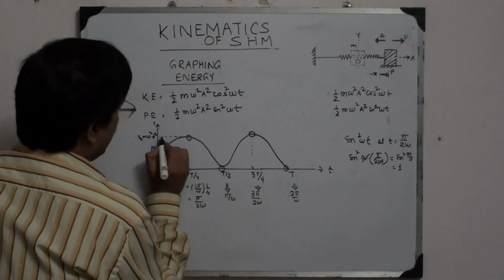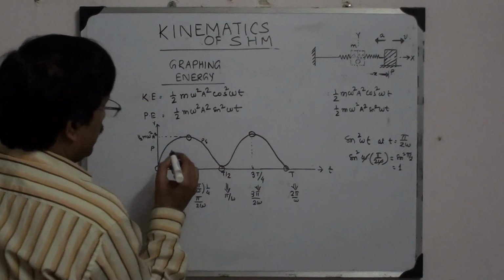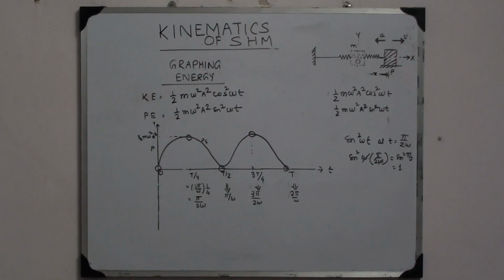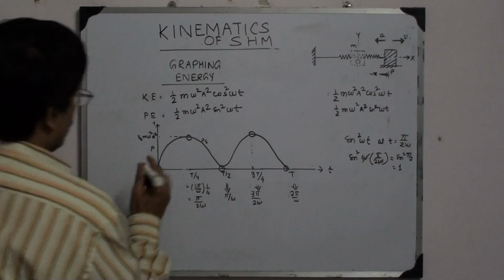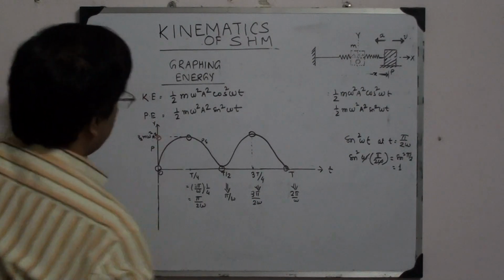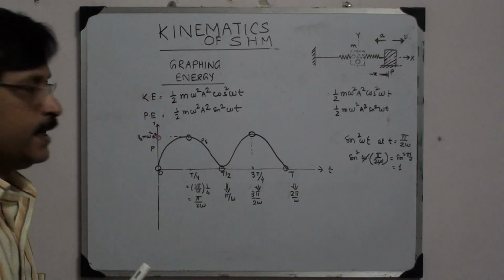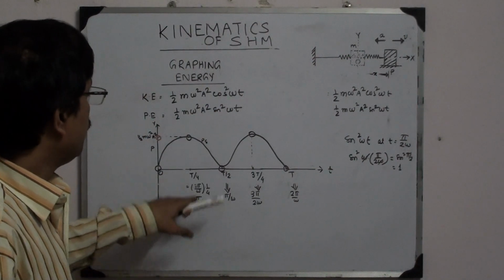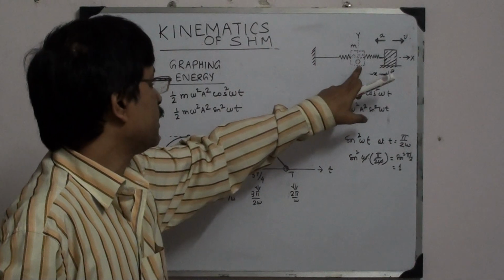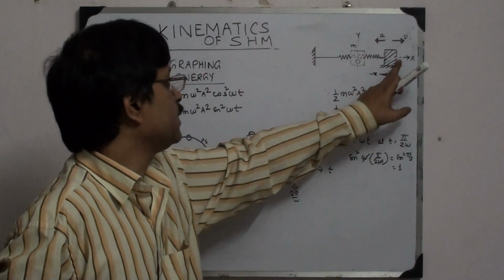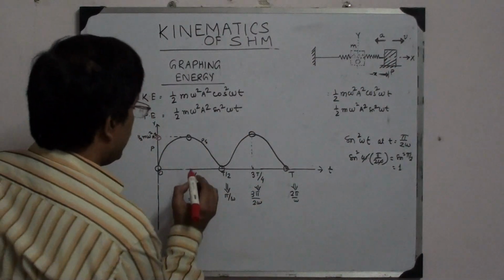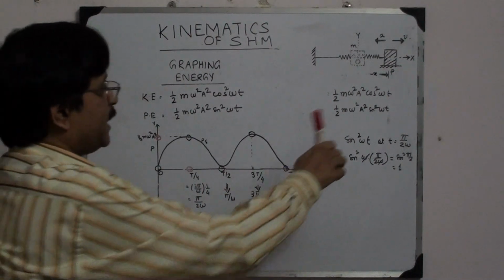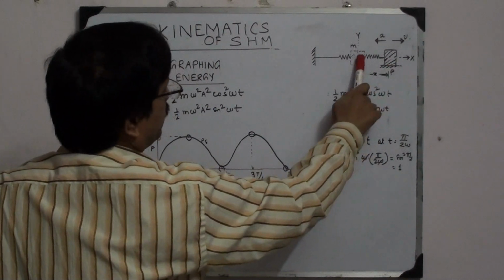So if this is the curve of potential energy, let's plot another curve for kinetic energy, with a different color pencil. At T by 4, that is pi by 2 omega, the body is at the extreme position, so here the velocity is 0, so the kinetic energy is 0.